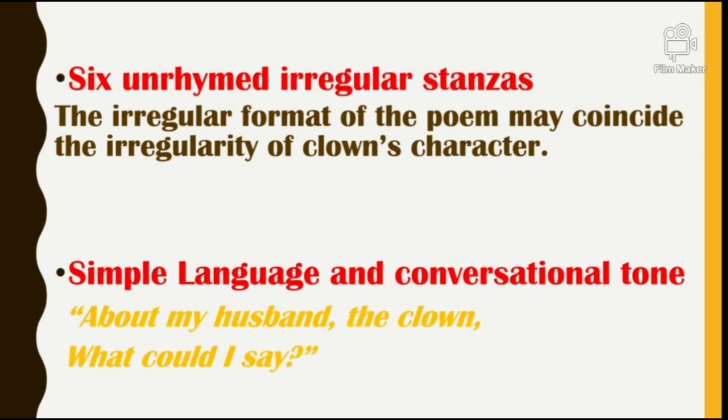Then the other techniques are simple language and conversational tone. When you go through the poem, you can see the poem is written with very simple language that anyone can understand by reading it. And it's a kind of conversational tone because the poem starts with a question and ends with a question, as I've quoted here. About my husband, the clown, what could I say? These are the words of the clown's wife. So the whole poem goes through a conversational tone.